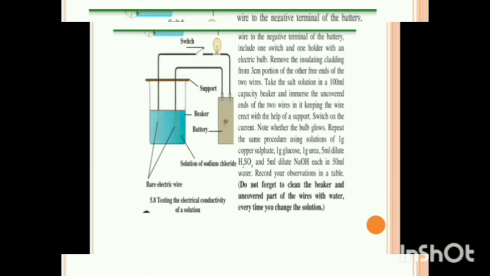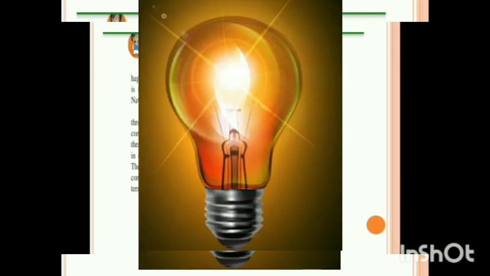With which solution did the bulb glow and which solutions are electrical conductors? So when we do this experiment, you will get the answers to all of these questions. You will see that the bulb glows only when electric current passes through it, and this can happen only when the electric circuit is complete. So in the above activity, the circuit is found to be complete when the aqueous solutions of NaCl, CuSO4, H2SO4 and NaOH are used. It means that these solutions are conductors of electricity.